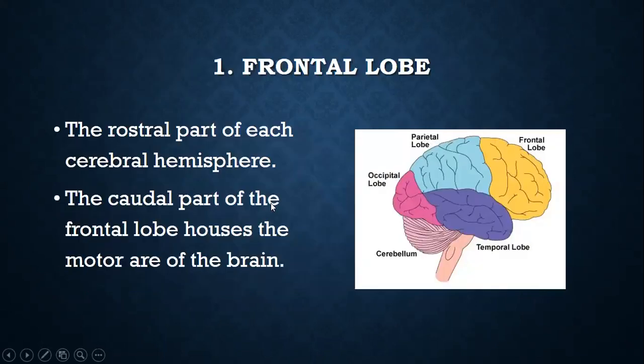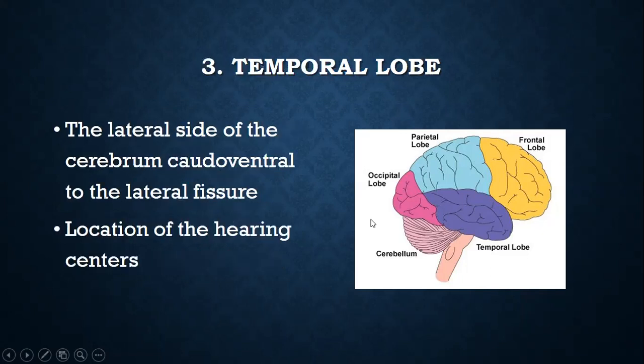So the frontal lobe is the rostral part of each cerebral hemisphere, and the caudal part of the frontal lobe houses the motor area of the brain. Also, in the frontal lobe, you will have the olfactory bulbs.